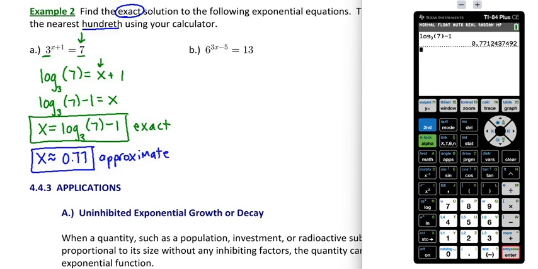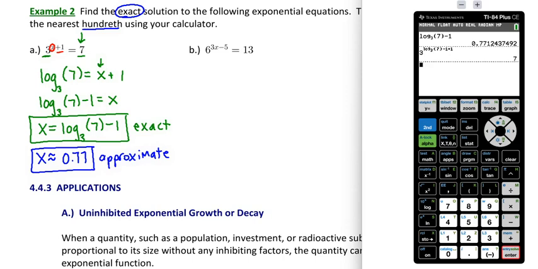Now, let's see what happens when we check our original equation with the exact solution and with the approximate solution. So I'm going to begin with the exact solution. So we want to take log base 3 of 7 minus 1 and plug it into the original equation for x. So we're going to evaluate 3 raised to the power. Remember the combo math, alpha, math to get our logarithm in there. Log base 3 of 7 minus 1 outside parentheses. And don't forget, in the original equation, we had a plus 1 in the exponent. So we plugged in our x. Now we're going to finish out the exponent.